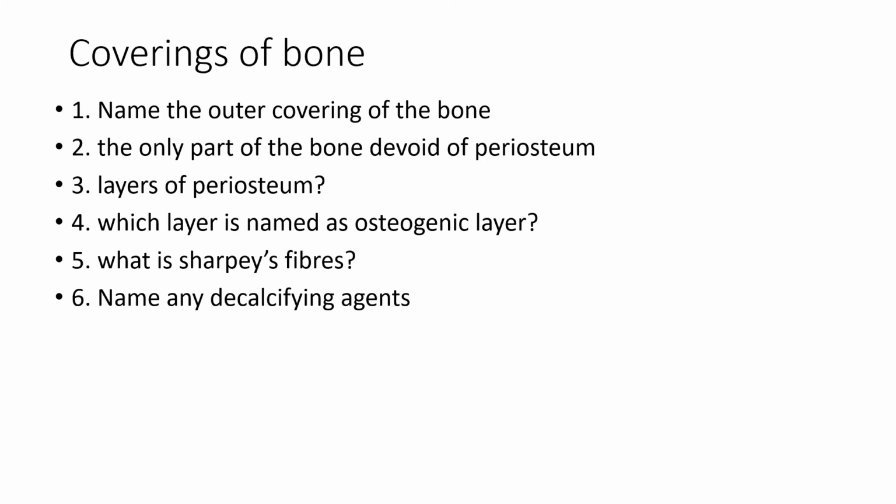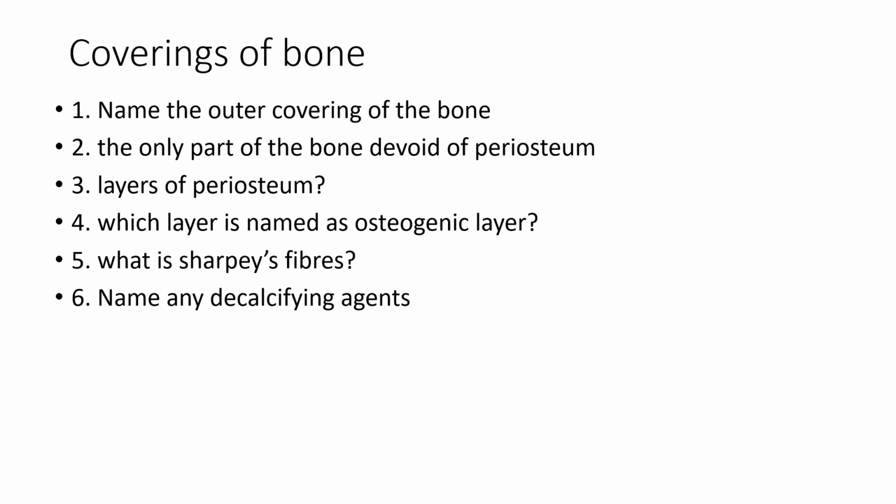And the coverings of the bone, already we have told that. What is the covering? The only part of the bone which is devoid of periosteum is a very important question. Okay, where the bone is devoid of periosteum, and then the layers of periosteum. Which layer is named as the osteogenic layer? Where you get the osteoblasts is called the osteogenic layer. And what is Sharpey's fiber? Sharpey's fiber is nothing but where the tendon is penetrating the bone. That area is called Sharpey's fiber.